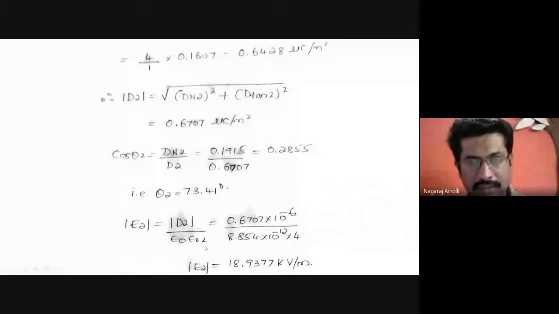D2 is 0.6707 into 10 raised to minus 6. Epsilon naught, substitute 8.854 into 10 raised to minus 12. Then epsilon R2 value is 4. This comes out to 18.9377 kilovolt per meter. Just cross verify your answer, students. Value of E2.